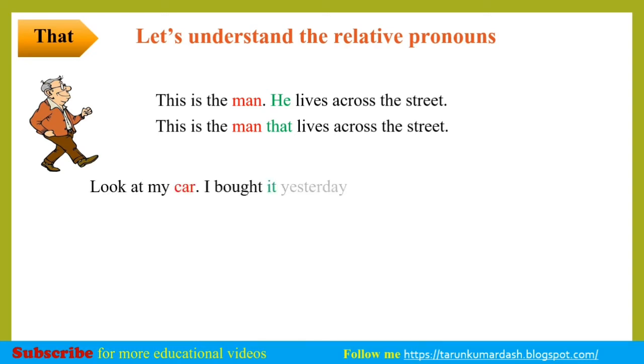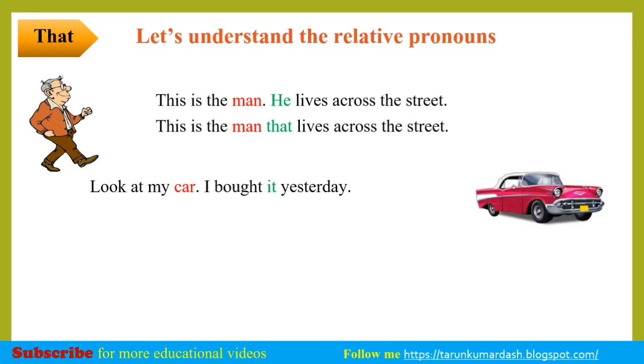Look at my car. I bought it yesterday. Here, whenever you are talking about this one, we need certain information. This information is needed for us. It is essential information. That is why we are using here that instead of using which. So I can say, look at my car that I bought yesterday.